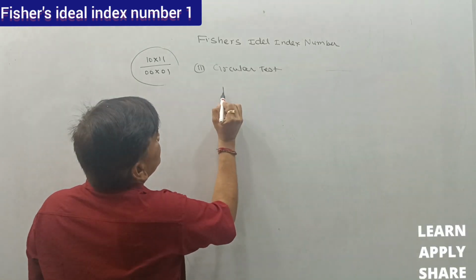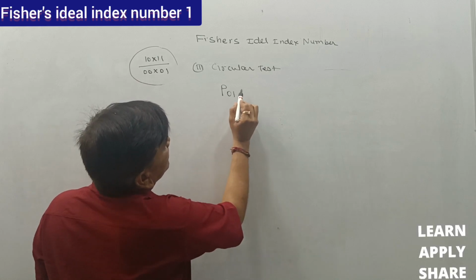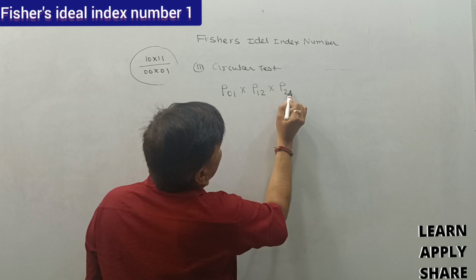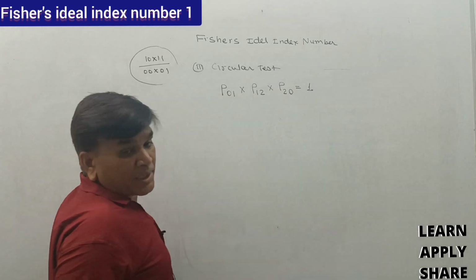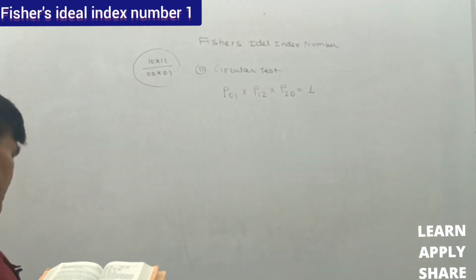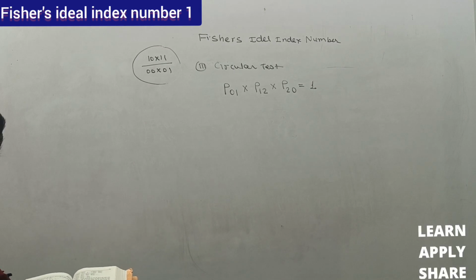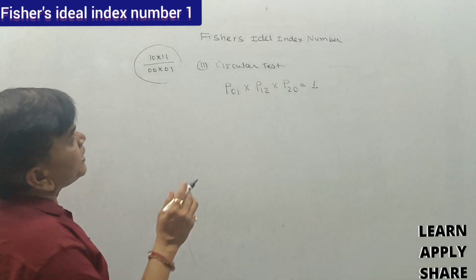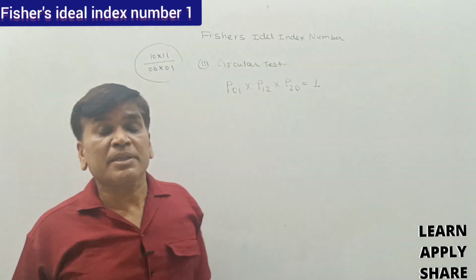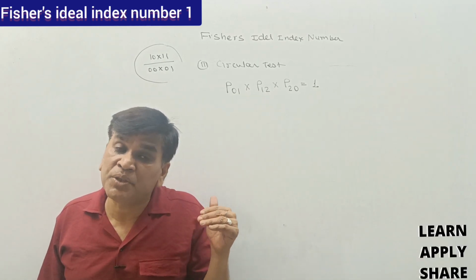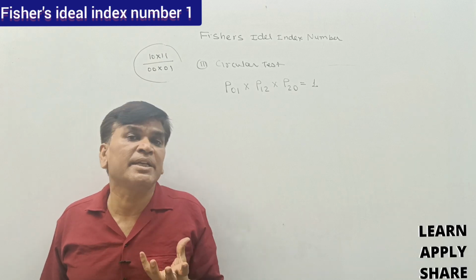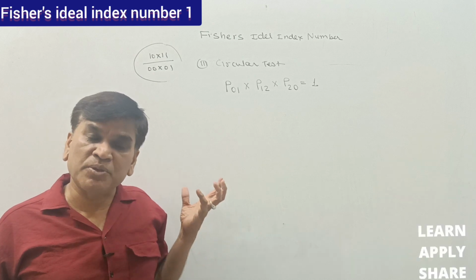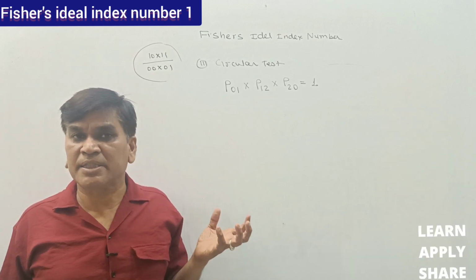This test says the current year index number on the basis of the base year, the next year index number on the basis of the current year, and the base year index number on the basis of the second year should be 1. It means the circular test says that P01 into P12 into P21 should be equal to 1. But this test is satisfied only where we are not using weights. If we are not using weights in the index number, then the circular test is satisfied. But in the Fisher ideal index number we use weights, we use quantity, so the Fisher ideal index number does not satisfy this test.